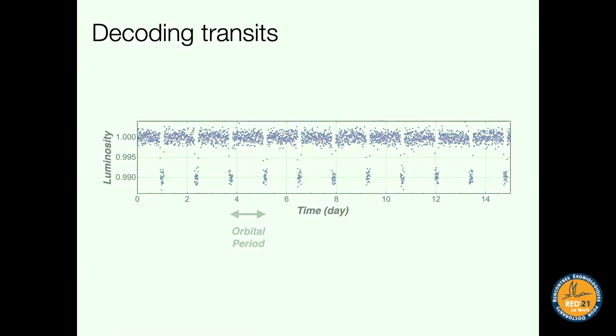So of course, if we had a magical observatory that could look at the star all the time, we would have what we call a light curve like this, where we'd see the luminosity of the star normalized to 1, and sometimes we would see the transit and the dip in the luminosity.